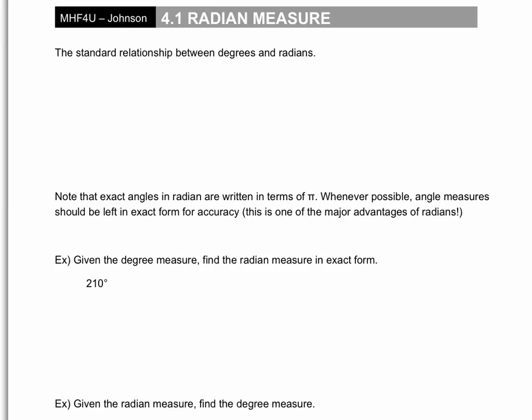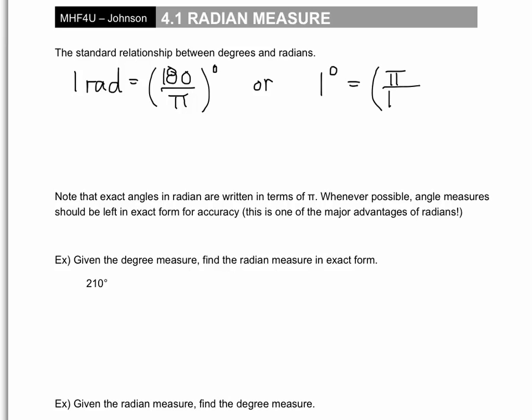Now we also need to be able to have a way to convert between radians and degrees. So I'm going to give you two relationships here. One is that 1 radian is equal to 180 over pi degrees. The other relationship you need is what 1 degree is. So 1 degree is equal to pi over 180 rad. We can use these two relationships then to convert between degrees and radians.